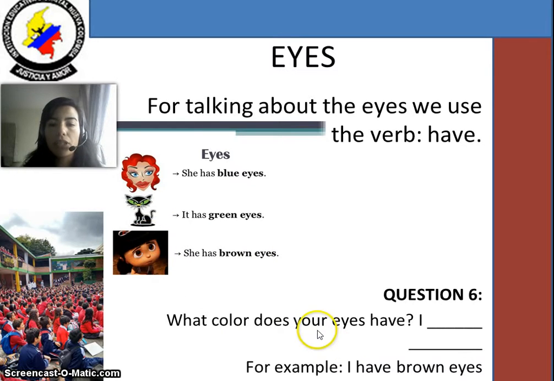What color are your eyes? ¿Cuál es el color de sus ojos? O sea, aquí vamos a decir, for example, in my case, I have brown eyes.